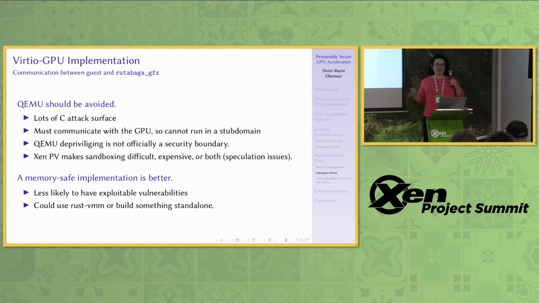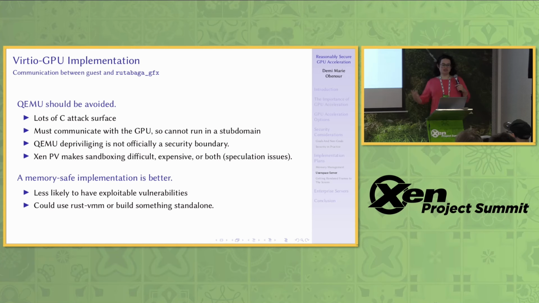So the guest needs to be able to send commands to Rutabaga GFX for it to do its job. You can either use QEMU for that, or you can use something else. But QEMU should be avoided, because it's lots of C attack surface, and you can't use a stub domain if you're using GPU acceleration. Qubes currently uses a stub domain, but if you're using GPU acceleration, then you can't use a stub domain because the stub domain doesn't have the GPU driver. You're back where you started.